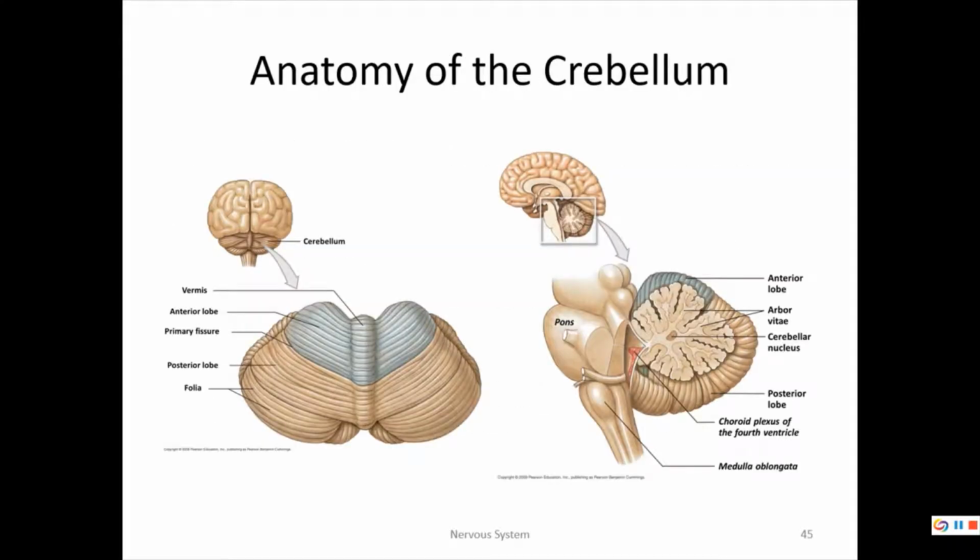Now, we can see our vermis separating the two hemispheres. And then there is a primary fissure separating the anterior lobe in blue and the posterior lobe in this grayish tan oatmeal color. And then you can see the folia, or these little folds. It looks like the end of a book. And in here we can see the cerebellar nucleus surrounded by the thing that looks like a tree called the arbor vitae.